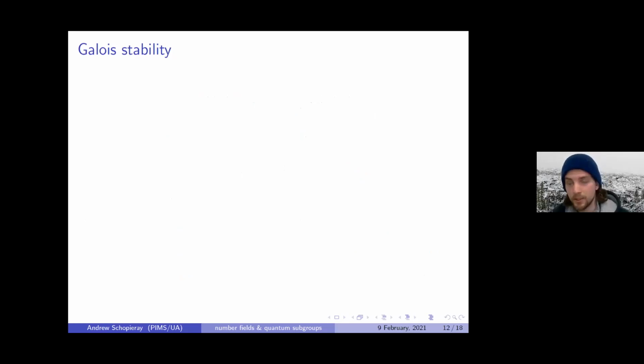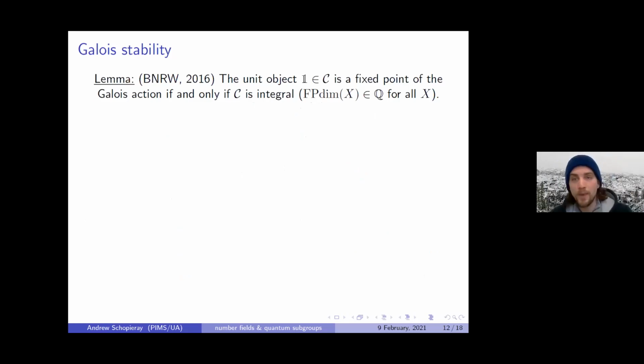So this brings me to the final concept that I wanted to talk about, which came up while studying the relationship between these number fields and the Galois action, which is a notion of Galois stability in these categories. So if you look back slightly, this was only 5 years ago, and this might be something that was known before, but this was the only reference I could find to this fact, which is that if you look at categories for which the dimension column or row of the S matrix is fixed under the Galois action, so every single Galois automorphism fixes the row corresponding to the unit object, then these are exactly integral categories. So these are categories where the Frobenius-Perron dimension of every simple object is an integer.